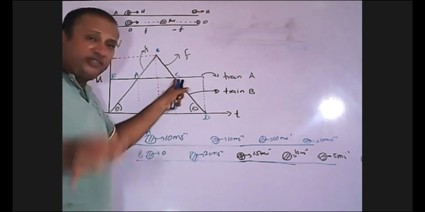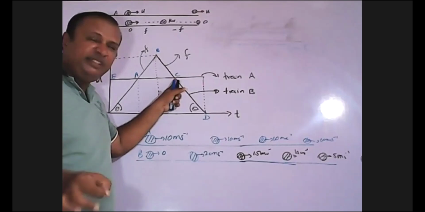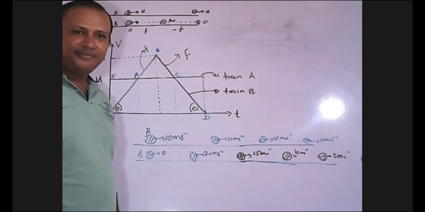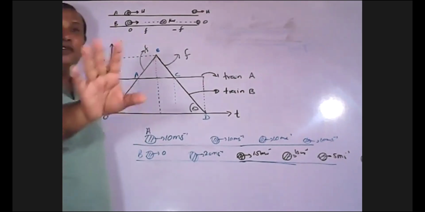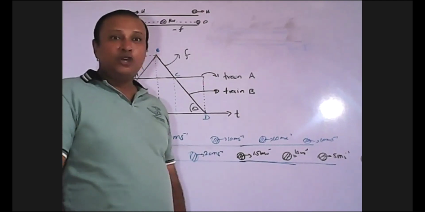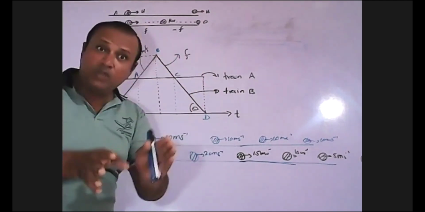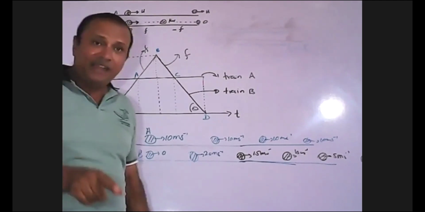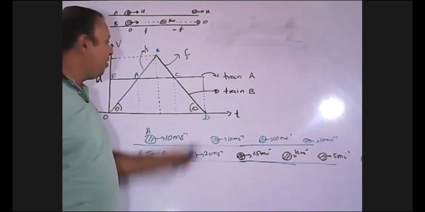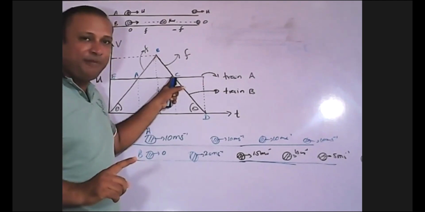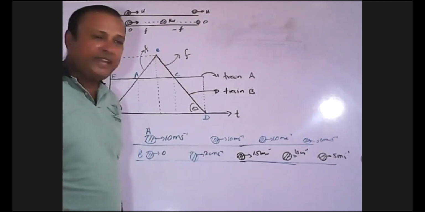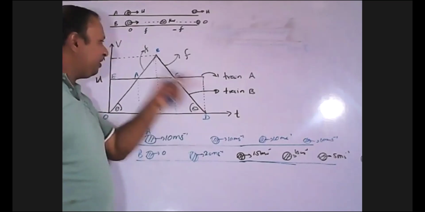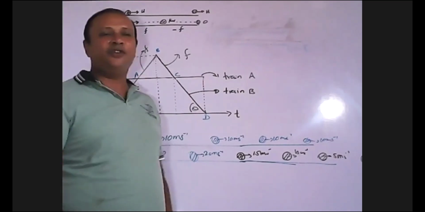Therefore, after point C, definitely B cannot overtake A. After point C, B cannot overtake train A. So, if train B overtakes train A, definitely that should be done before C. Before it comes to point C. Because after point C, it cannot overtake train A. Therefore, if B needs to overtake train A, definitely it should be done before C. Otherwise, it cannot be done.